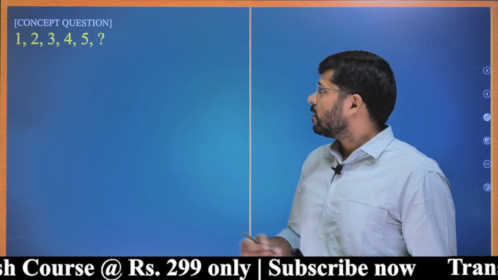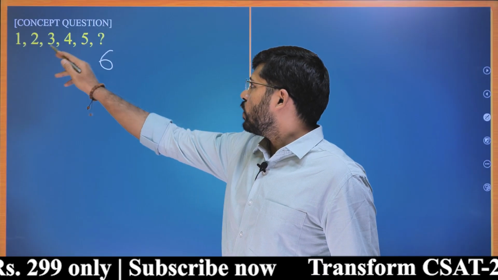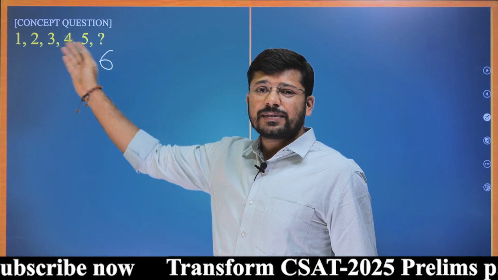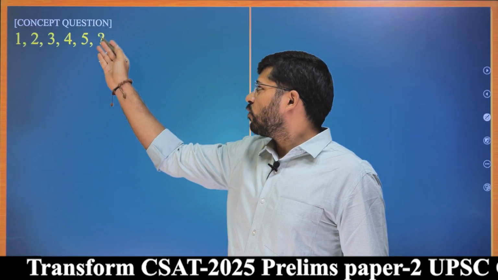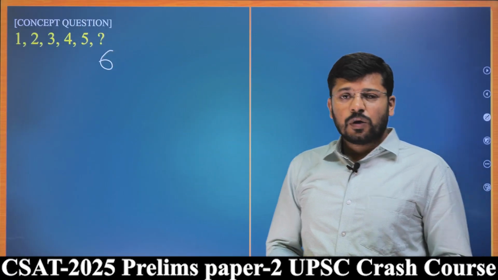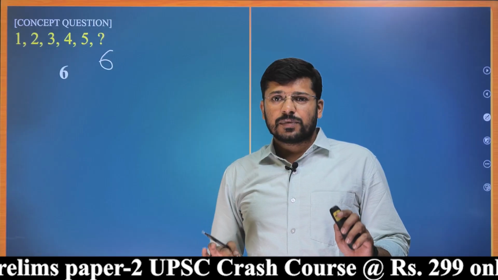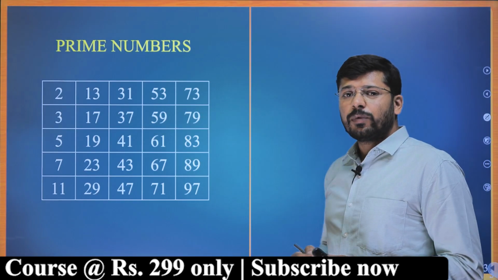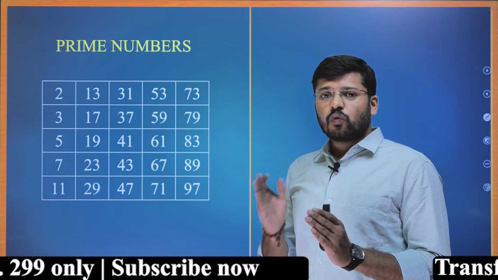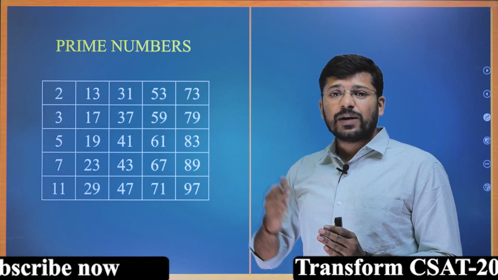Here the answer is very evident. It is 6, since they are just consecutive numbers: 1, 2, 3, 4, 5 and 6. Done. This is the concept of series. Now we will see what are the things we need to memorize. First, you need to memorize all the prime numbers between 1 and 100.